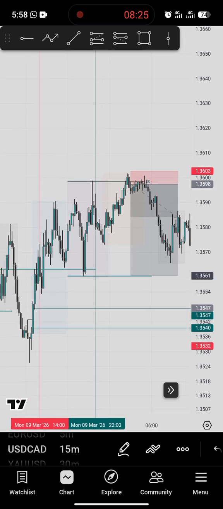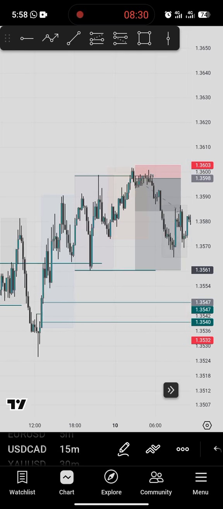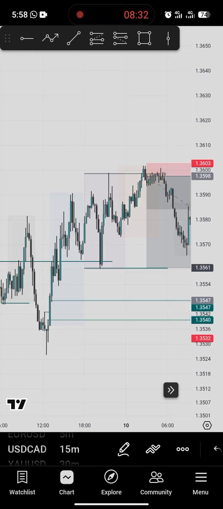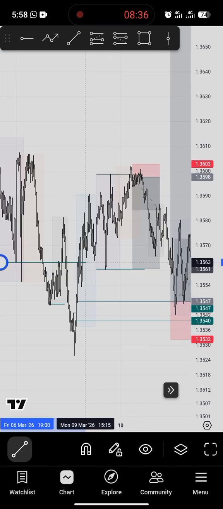Don't mind the way this is very dirty, although it makes sense to me. So that is my, what's it called? That is my CRT. This is how I trade my Tuesday.